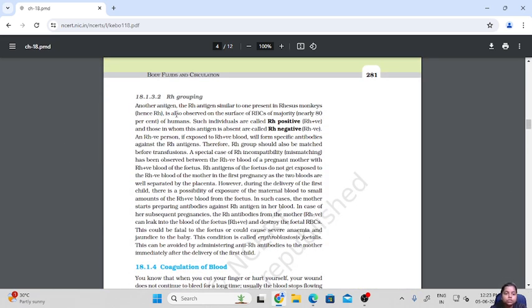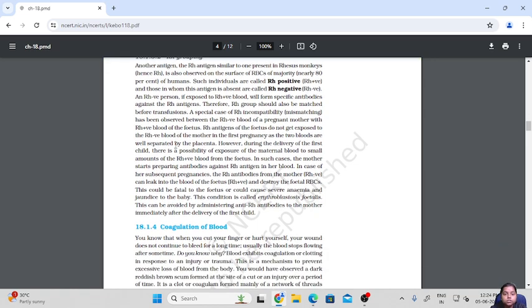Now we will see about Rh grouping. Another antigen, the Rh antigen, is similar to one which is present in the rhesus monkey. That's why it is called Rh. It is observed on the surface of the RBCs of the majority of humans. If it is present, then that particular human being is called Rh positive, and if it is absent, then that person is called Rh negative. Here one case study is given. This is a special case of Rh incompatibility. Incompatibility means mismatching.